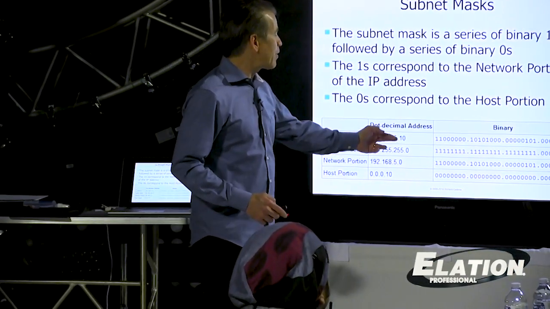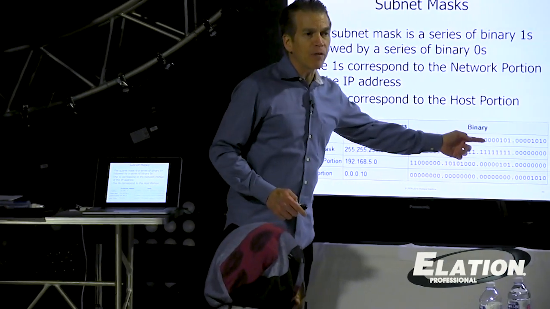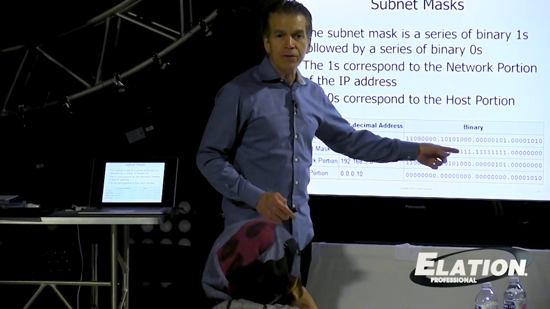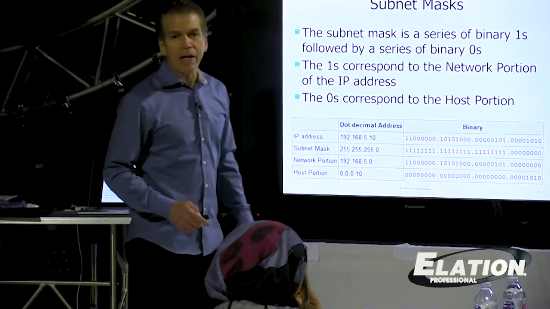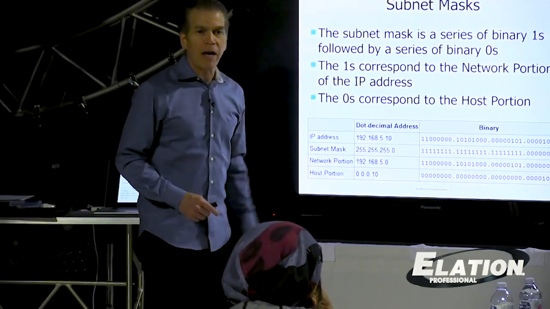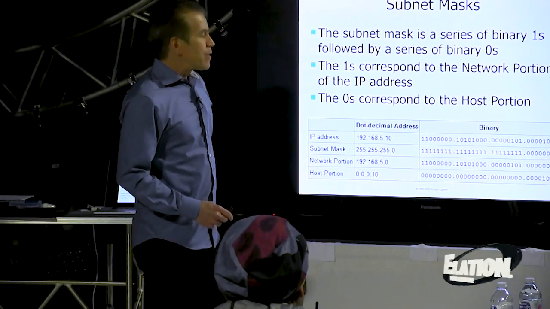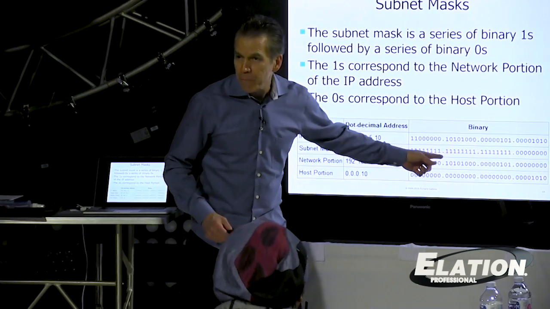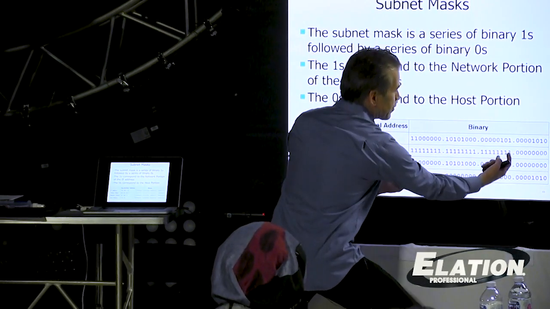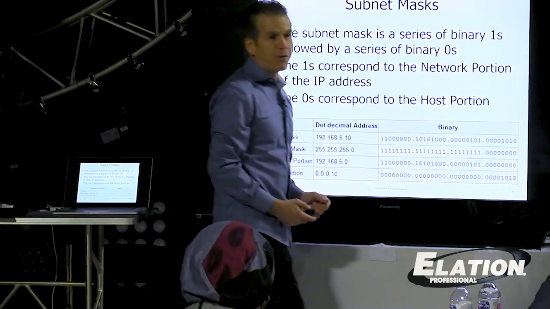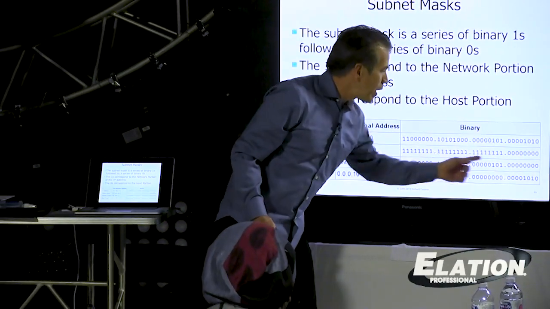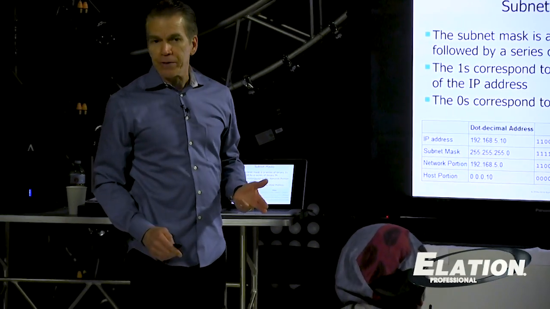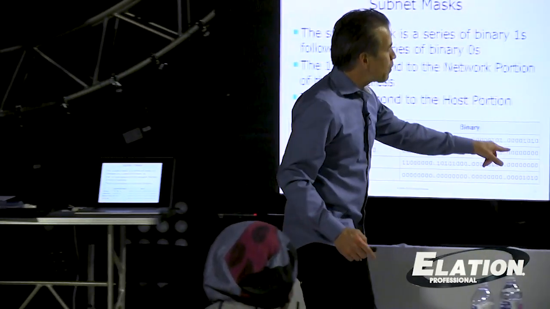So here's the IP address. Here's the binary equivalent of that decimal IP address. Here's the subnet mask. Here's the binary equivalent of the subnet mask. And you'll notice that when you convert the subnet mask to its binary equivalent, it becomes a string of 1s followed by a string of 0s. And wherever you see a 1, that corresponds to the network portion of the IP address. Wherever you see 0s, that corresponds to the host portion.